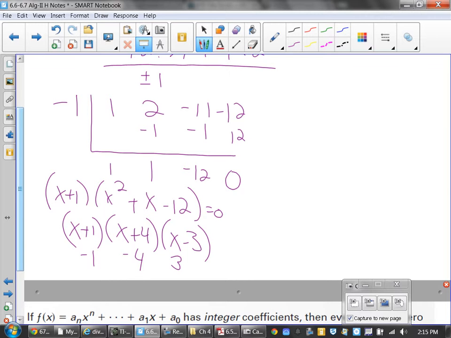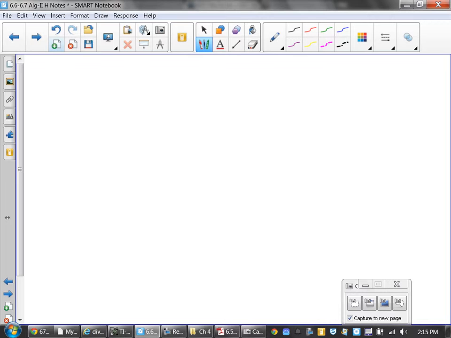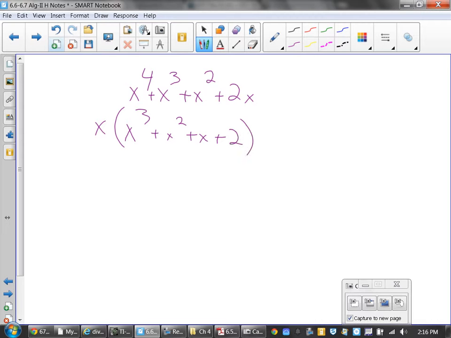That's a great question. Here's what Lydia was asking. What happens if it's something like this? What happens if it's something like that? What would you do first when you're trying to factor that? Take out the x, and then you have your x cubed plus x squared plus x plus 2, and then you can go through something like that. This is kind of a bad example because I don't think it'll actually work, but it's the same idea. Does that make sense, though?